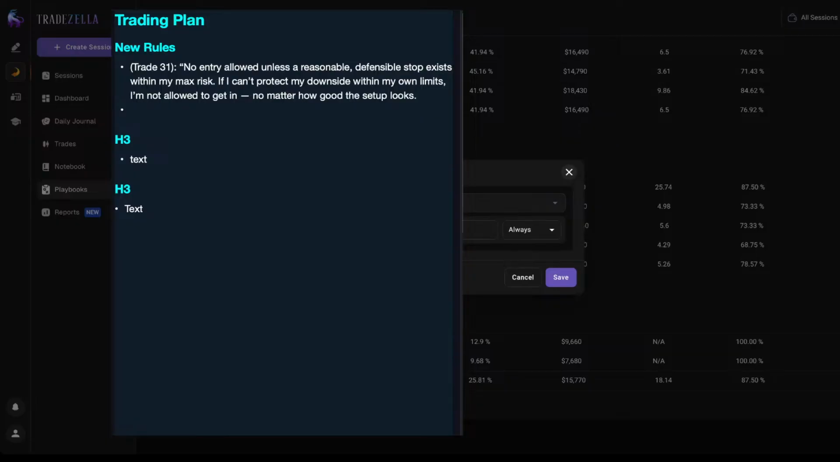Let's see here. Acceptable stop loss, acceptable stop zone required. No valid SL, no entry. Define stop within risk. Defensive risk limits, risk stop limit. Oh, I think I like this. Defensive risk stop loss. Because it's defending your risk with an appropriate stop loss that makes sense. So defensive risk stop loss.